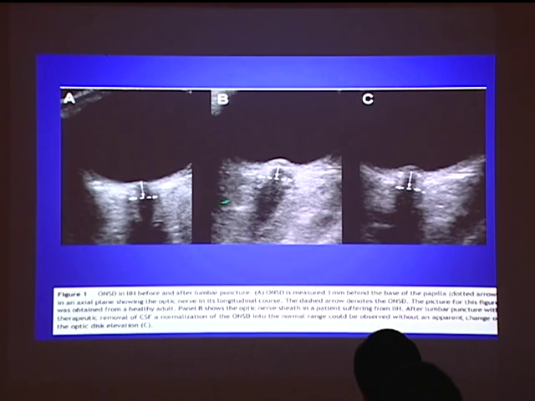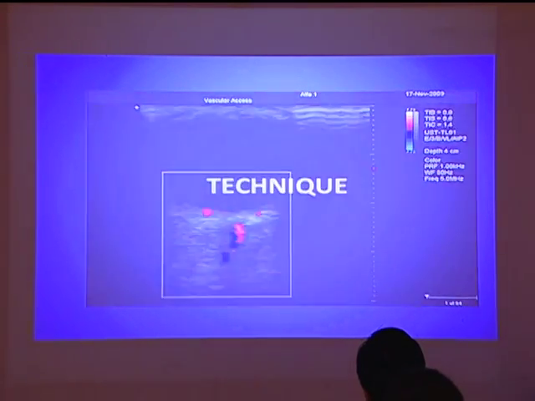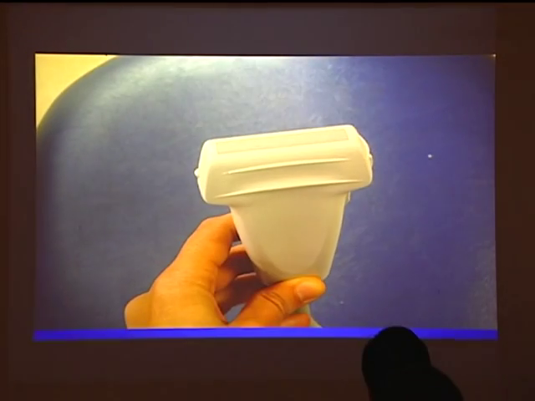Here you see some examples of the measurement. It is nice to see, for example, in this study, the diameter before and after a lumbar puncture application. So you see that in real time you can see the variation of it. Sometimes, if you are not sure about the measurement or the structure that you are looking at, you can use a color Doppler just to identify the central vessels and the direction of the nerve.